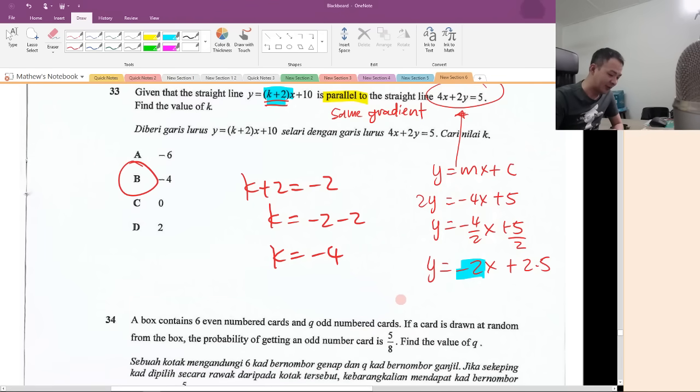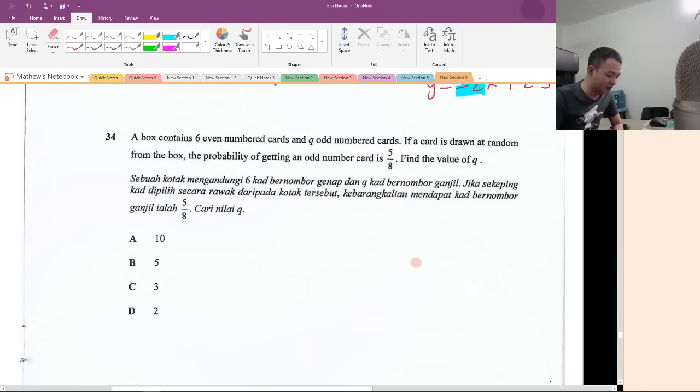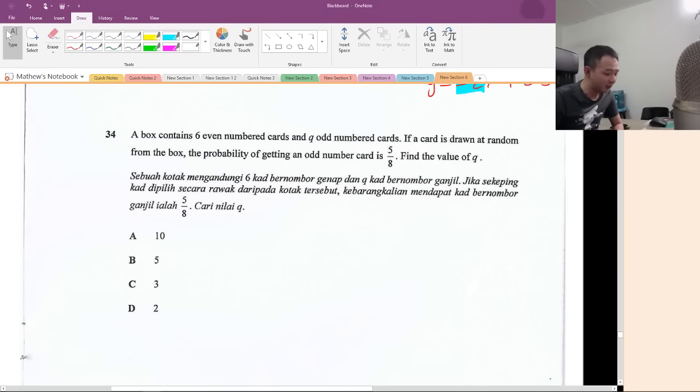So, let's move on to 34. A box contains 6 even number cards and Q odd number cards. If a card is drawn at random from the box, the probability of getting an odd number is given as 5 over 8. Find the value of Q.